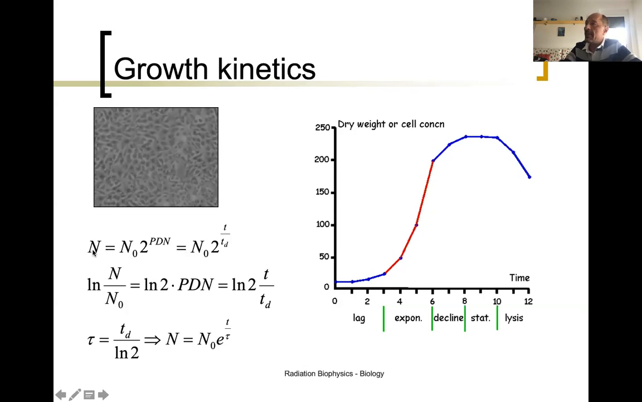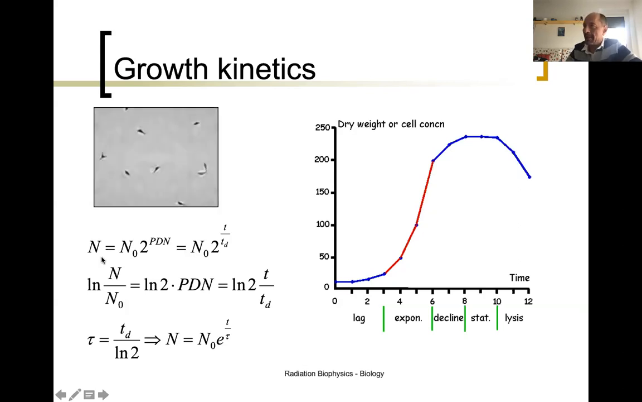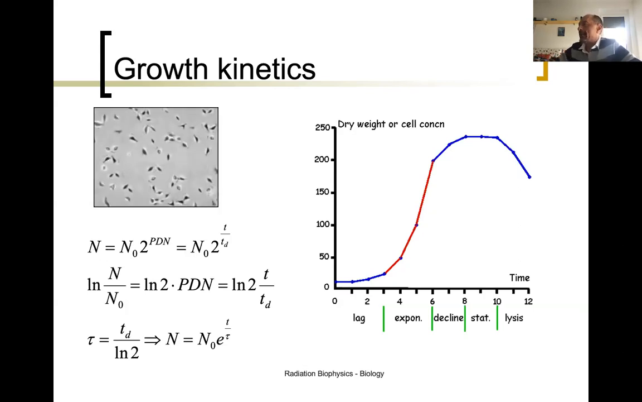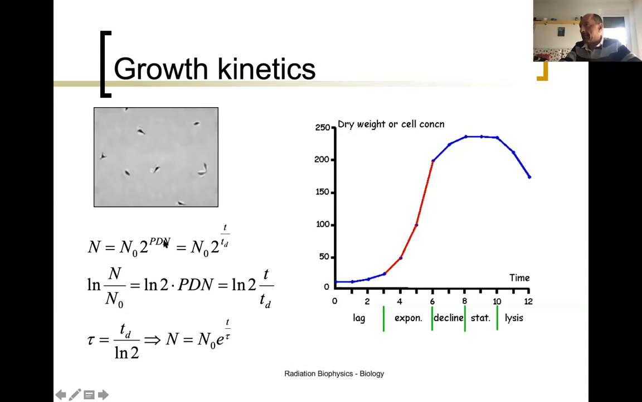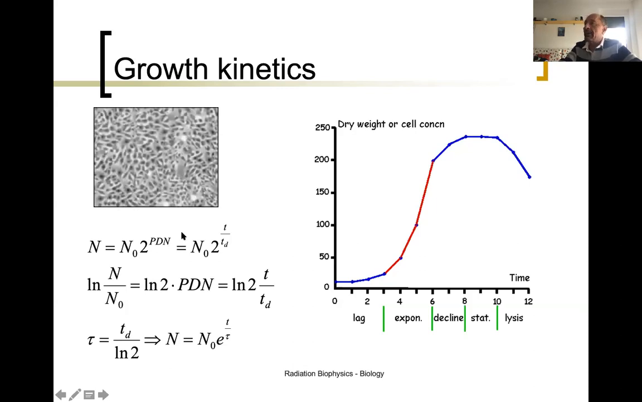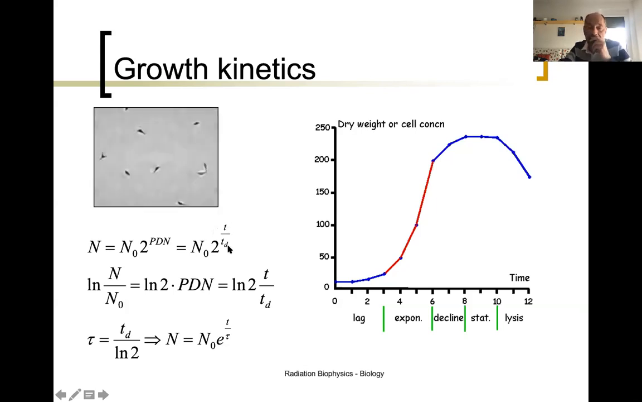So the number of cells will be, and this is obvious, one cell becomes two, two become four, and so on and so forth. So this will be N0 times 2 to the population doubling number. PDN means population doubling number. And you can write the population doubling number as the ratio T divided by TD, where T is the time and TD is the average division time.